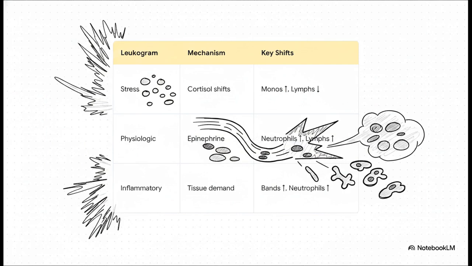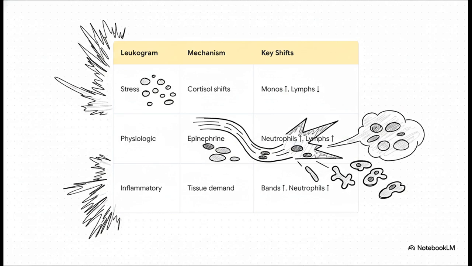Okay, now let's look at the white blood cell patterns. I want you to memorize the SMILD mnemonic for the stress or cortisol leukogram. SMILD stands for stress means monocytes increase, lymphocytes decrease, eosinophils decrease. Cortisol literally traps those lymphocytes right in the lymph nodes.